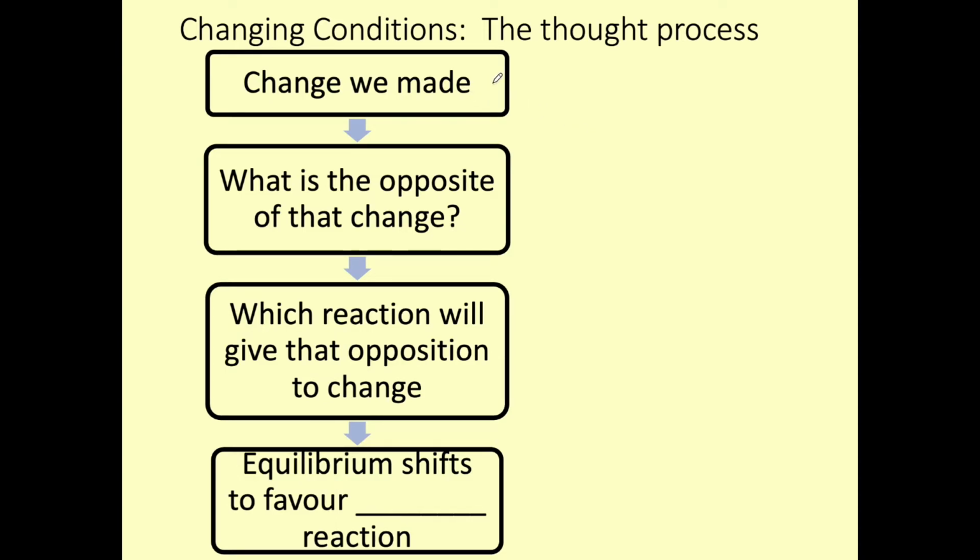So we think about the change we made. We then think about what is the opposite of the change that we have made. Which of the reactions, the forwards or the backwards reaction, will give that opposition to the change. So once we've identified what the opposite to what we've done is, then we need to work out which of the reactions would give us that opposite. And then our equilibrium is going to shift to favour whichever that reaction is, whether it's the forwards or the backwards reaction. So we'll work through those examples.